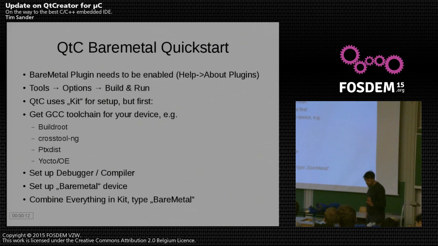Just as a quick start, how you start bare metal debugging, and it's pretty quick and pretty comfortable. So first, as bare metal is an experimental plugin, you need to enable the plugin, because it's by default disabled. So you go into the Help About Plugins dialog and enable the plugin. And after that, you have to restart Qtcreator. And then you go to the Tools Options, Build and Run settings, and set up a kit.